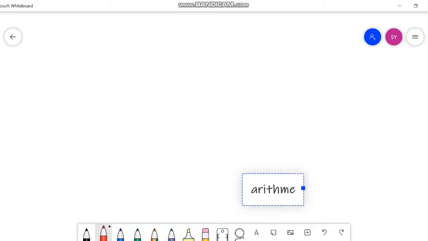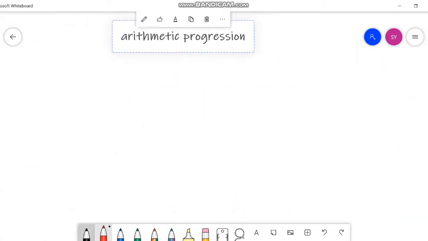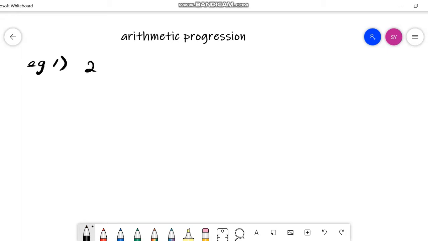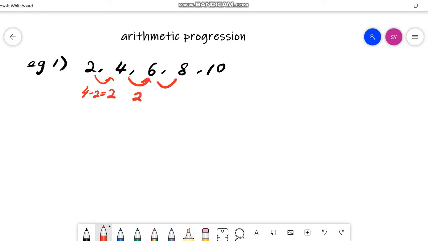Today we are going to talk about arithmetic progression. It's the relationship of adding up numbers and minus numbers. We have 2, 4, 6, 8, and 10. To know the difference, we use 4 minus 2, we get 2. So we add up 2, add another 2, add another 2, so you get the difference of 2.